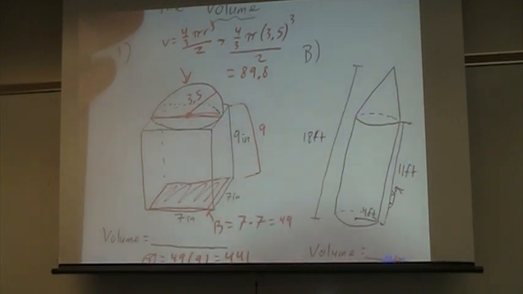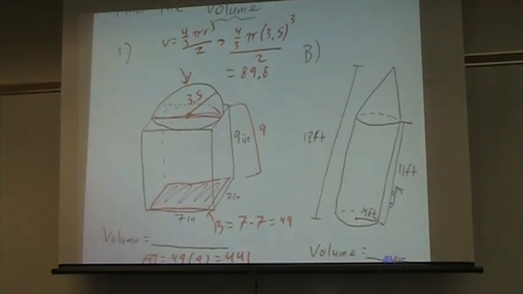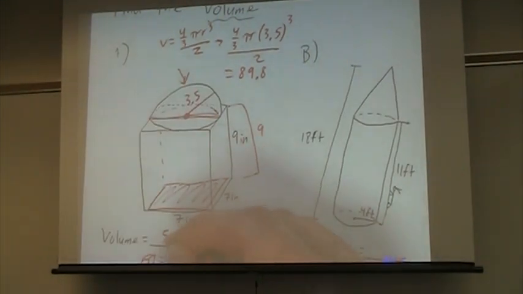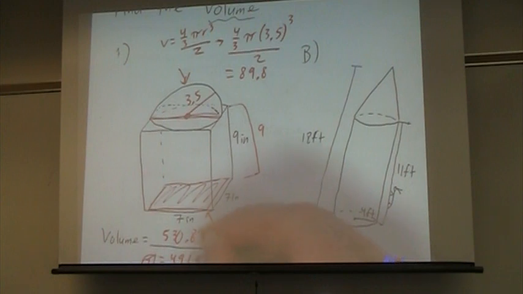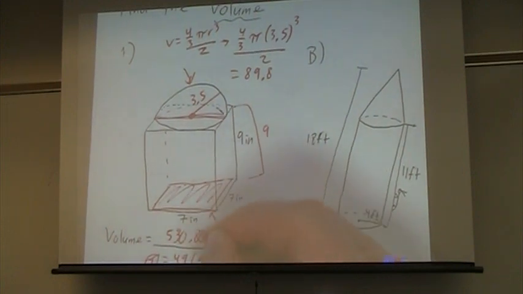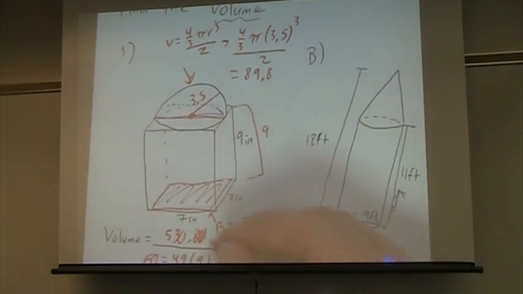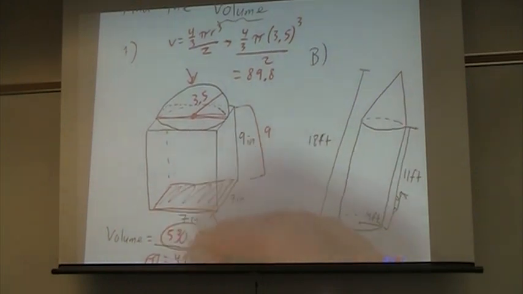And our final volume, so our hemisphere volume equals 89.8. Now I just add these two guys together for the total volume. And I get 530.8 inches cubed, if we want that.